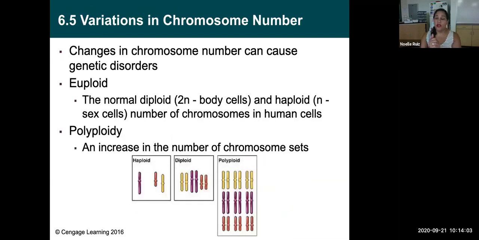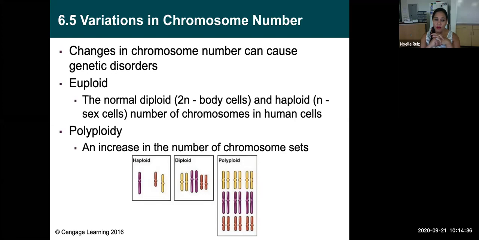Changes in chromosome number can cause genetic disorders. Normally, we are called euploid. You say the EU, like Europe, euploid. That's the normal number of chromosomes. Our body cells are diploid. They have the full 46 chromosomes. Our sex cells are haploid. Those chromosomes have been cut in half to get passed on to the next generation. Those are our sex cells. They only have 23.